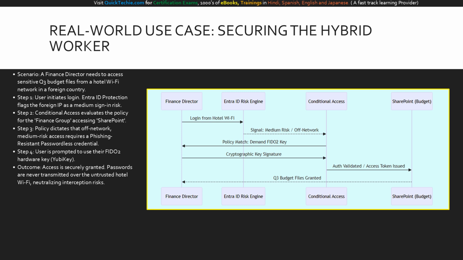This final sequence diagram illustrates our hybrid worker scenario perfectly. The finance director attempts to log in from the hotel. The Entra ID risk engine passes the medium risk signal to conditional access. Conditional access cross-references the policy and pushes a demand for a FIDO2 key back to the director. The director provides the cryptographic signature via their hardware key. Conditional access validates this undeniable proof, issues the token, and SharePoint unlocks the Q3 budget files.